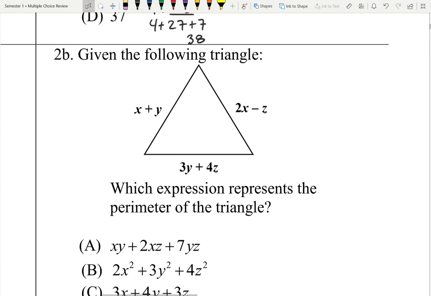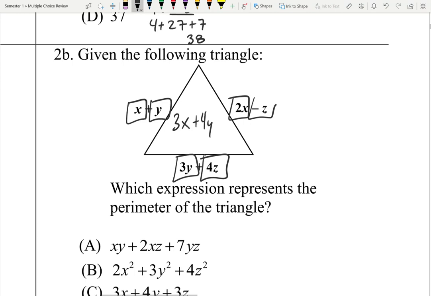Same thing for our next problem, only now we have an extra variable. So our x's and our x's, that makes 3x. Our y and our y's makes 4y. And our z, 4z minus z, makes 3z.